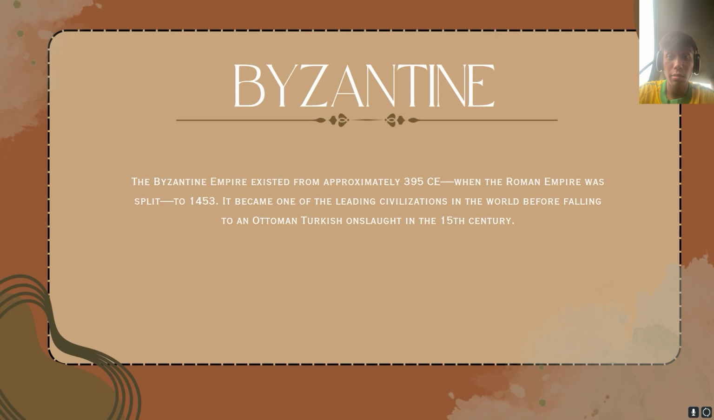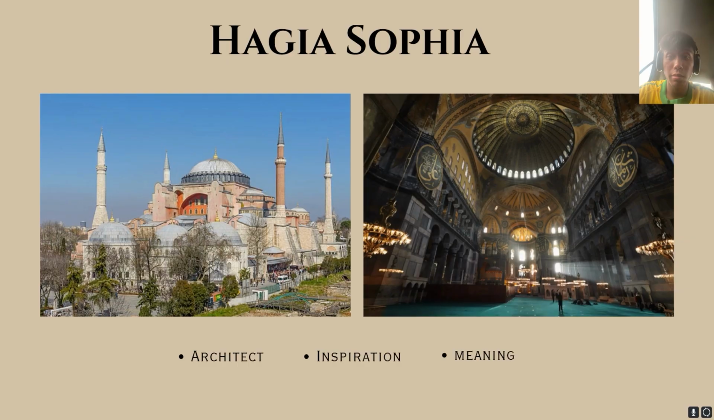Okay, so Byzantine. The Byzantine Empire existed from approximately 395 CE, when the Roman Empire was split, to 1453. It became one of the leading civilizations in the world before falling to an Ottoman Turkish onslaught in the 15th century. The Hagia Sophia was constructed between 532 and 537 AD under the direction of Byzantine Emperor Justinian I.